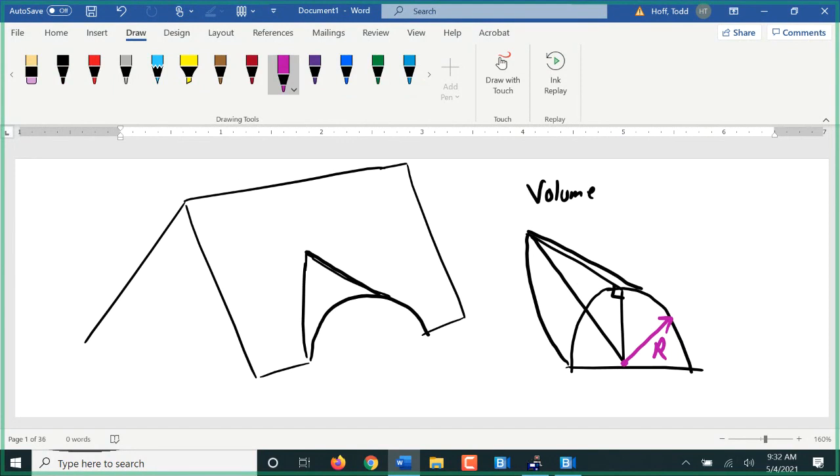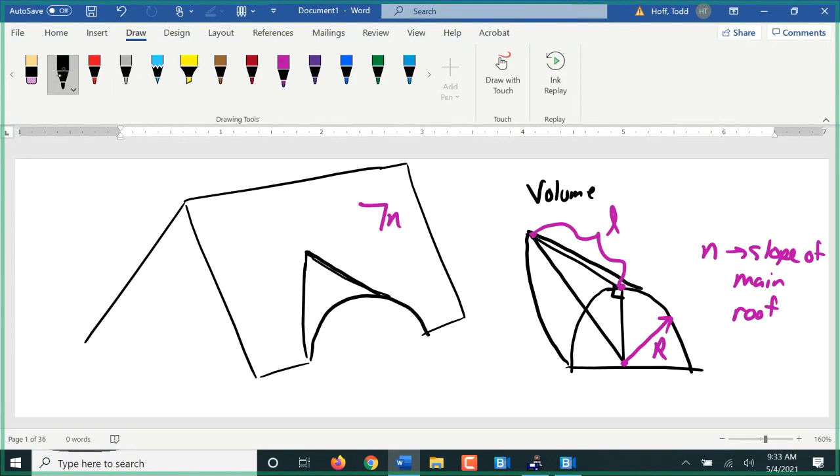L, which is the ridge length, so from the main roof out to the top of that circle is L. So those are the only two things that describe the dormer. The third piece of information here is N, which is the slope of the main roof. So that's the slope of the main roof over here. That's N. And of course, all that determines is what we're cutting off here.